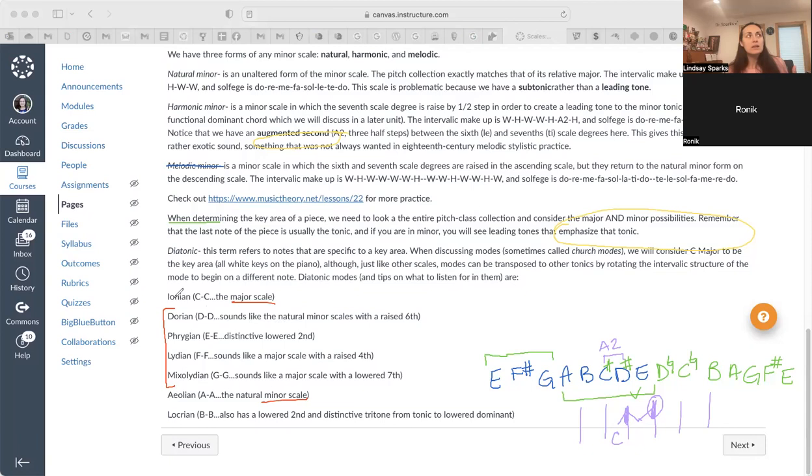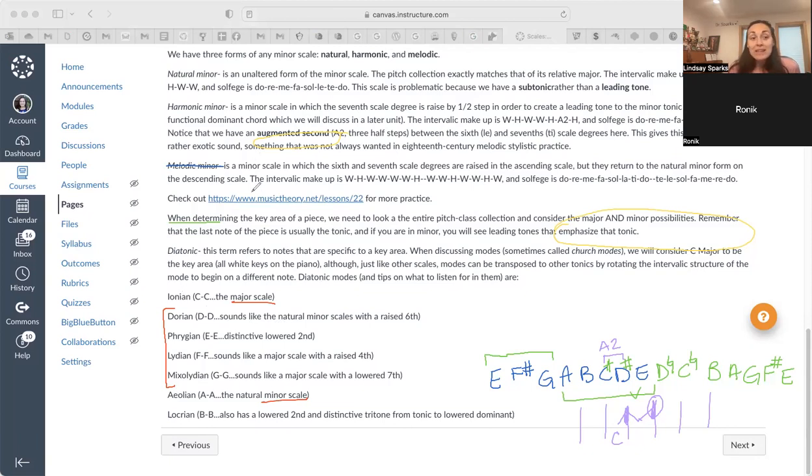Different modes were associated with different times of day, right? For example, there were chants for Vespers. Vespers is an evening prayer. And so a specific mode would be used for evening prayer versus matins, which is the morning prayer. So different modes were associated with different prayers and different chants.